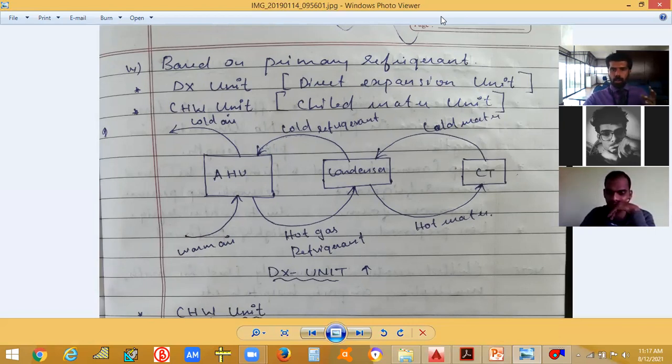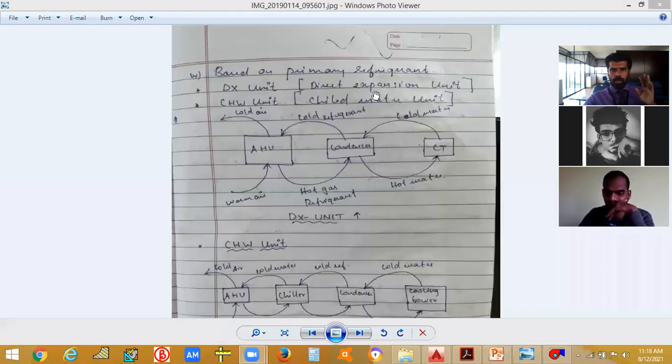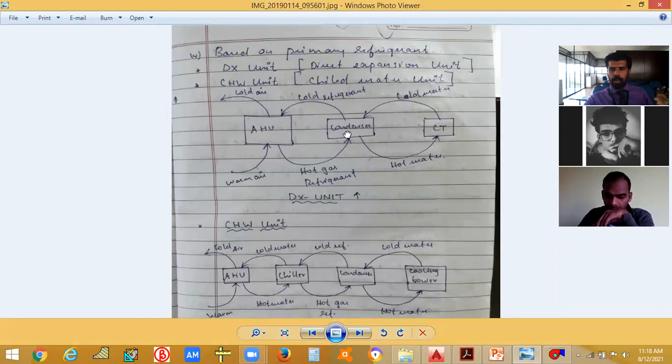DX unit, you know it, right? There will be an indoor unit, there will be an outdoor unit, and the refrigerant will be passing through that. And coming to the chilled water unit, you will be having two types. One is an air cooled chiller, and one is a water cooled chiller.